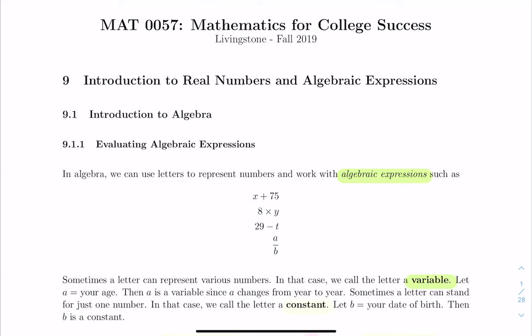So let a be equal to your age. Then a is a variable, since a changes from year to year. Sometimes a letter can stand for just one number. In that case, we call the letter a constant. So let b be your date of birth, then b is a constant.